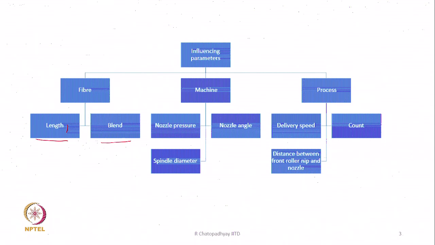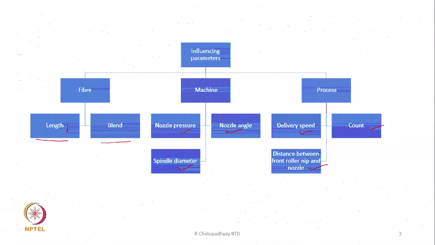The machine parameters in this case are nozzle pressure, nozzle angle and spindle diameter. The nozzle pressure is, we can say, more related to the process, whereas the nozzle angle and spindle diameter are basically part of the machine parameters in this case. The process parameters are, one, the delivery speed, that is the production speed. The other things could be the count of the yarn and the distance between the front roller nip and the nozzle.